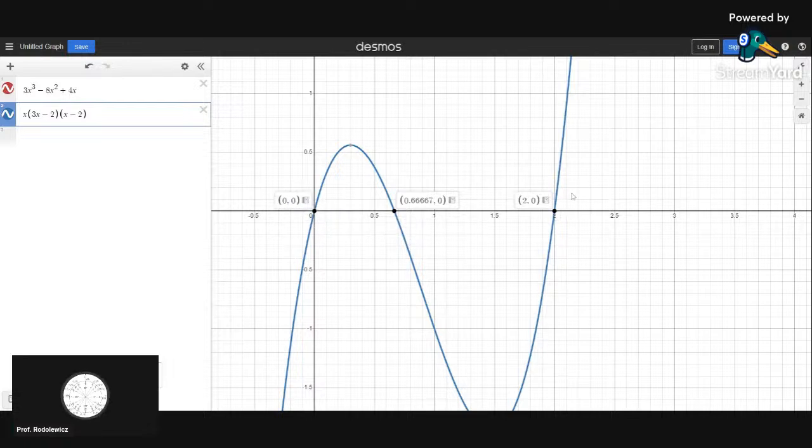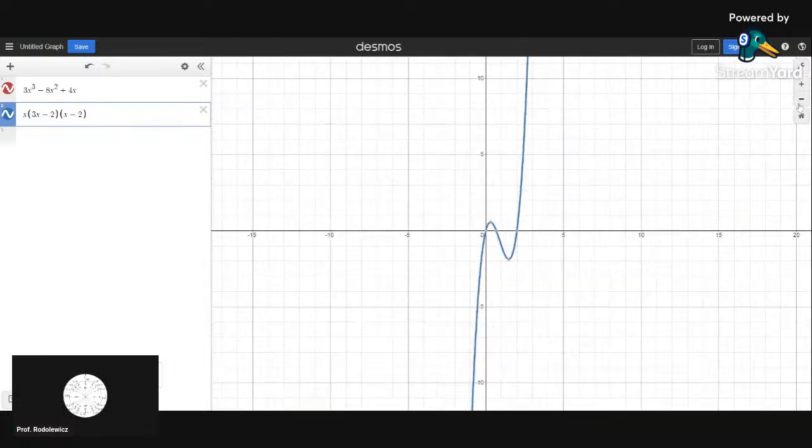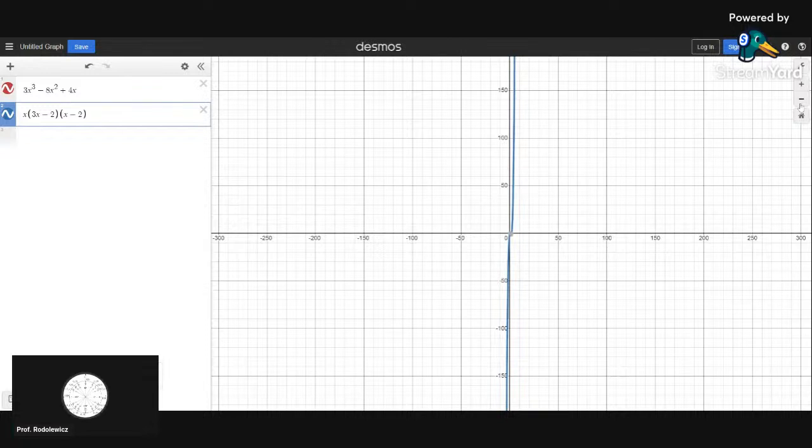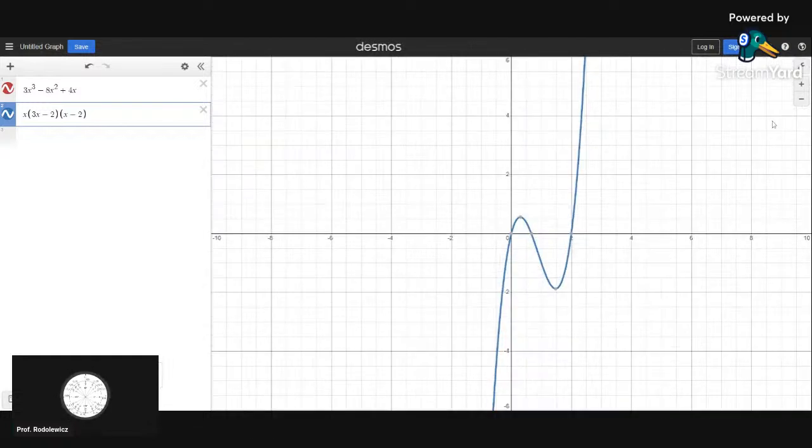And then anything to the right of 2 is going to be positive. We have a lot more to come back to here, but that's a cool visual, and it's actually a goal of mine tonight.